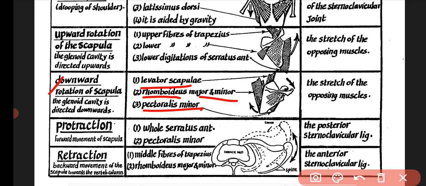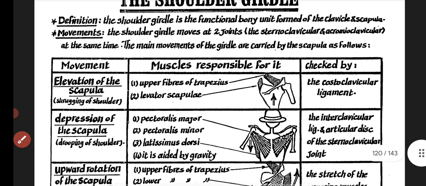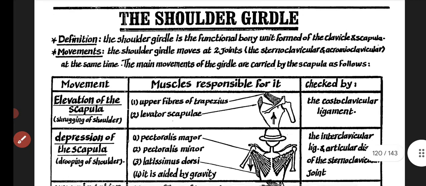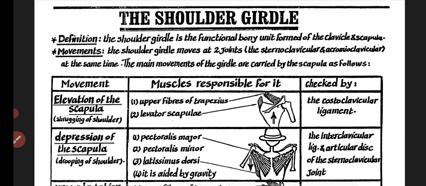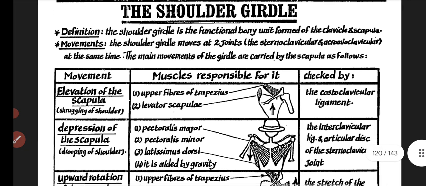Okay. Next one is protraction. The muscles responsible for protraction are the serratus anterior and pectoralis minor. And the next one is retraction, for which the middle fibers of the trapezius and rhomboid major and minor are the muscles responsible. So these are the movements of the shoulder girdle.